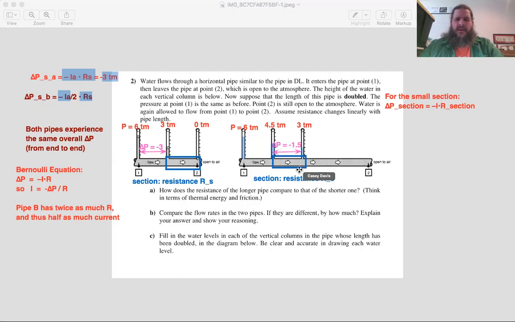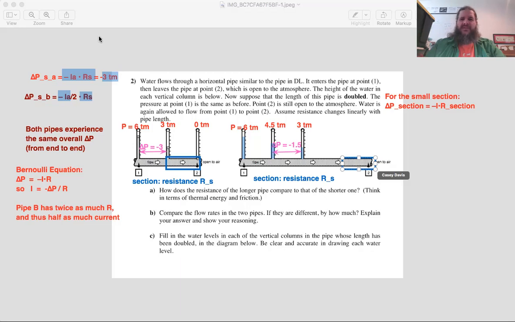Mm-hmm. And also, if we went another section, let's say we had a fourth standpipe here, that would only rise up to 1.5. And then another section, we get down to 0, which we should expect because at this point we're open to the air. So our gauge pressure will be 0. The water doesn't rise at all in the final standpipe if there was one, because there's no difference between the pipe pressure and atmospheric pressure. Got it. Thank you. You're welcome.